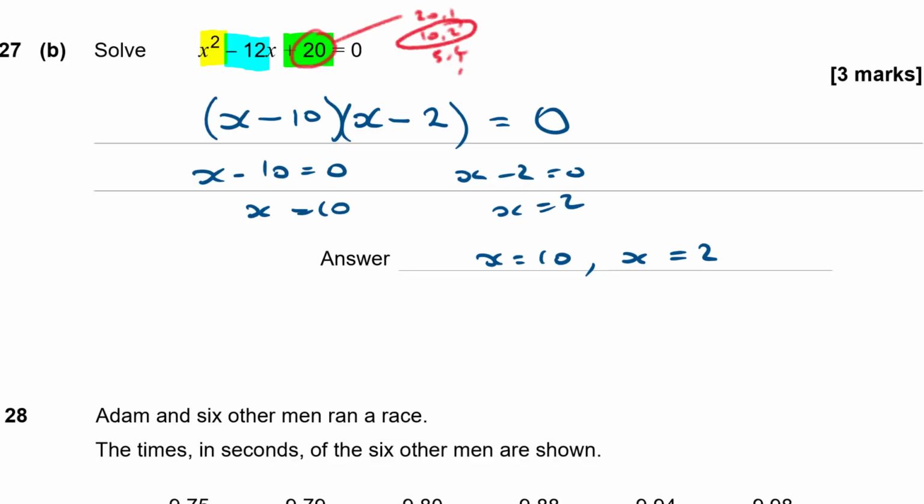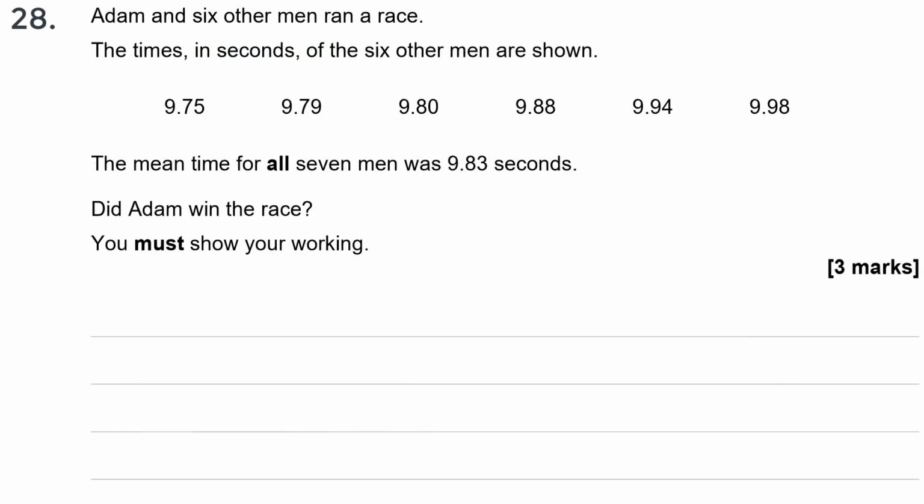Two solutions. We're told that Adam and 6 other men ran a race. The times in seconds of the 6 other men are shown. The mean time for all 7 men was 9.83 seconds. Did Adam win the race? You must show your working. Okay, so we've got the times for the 6 men that Adam raced against, but we don't actually have Adam's time. So let's use a bit of algebra and call Adam's time x to start with.